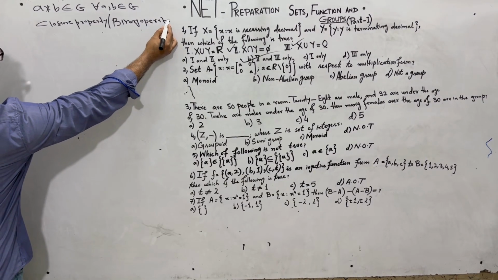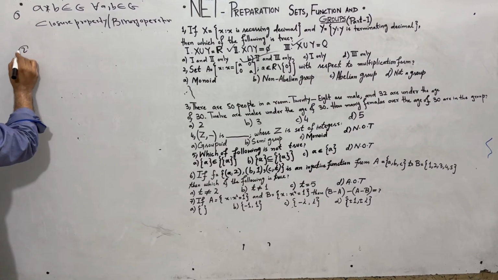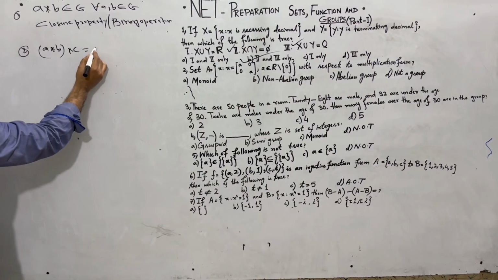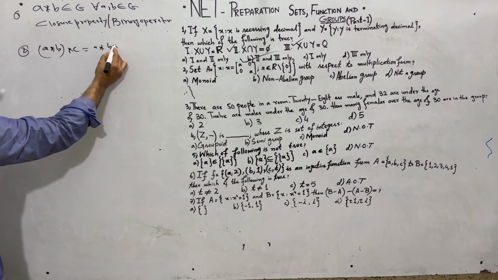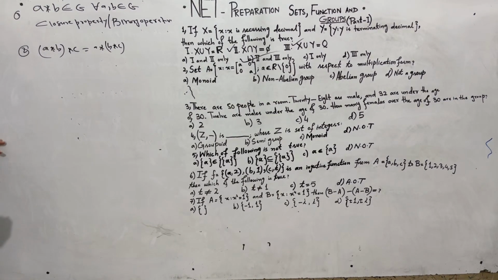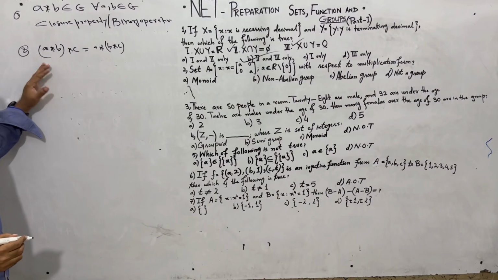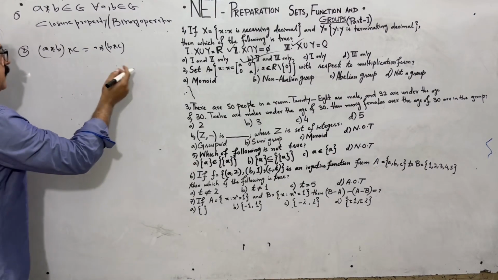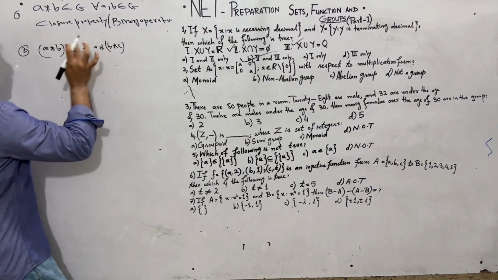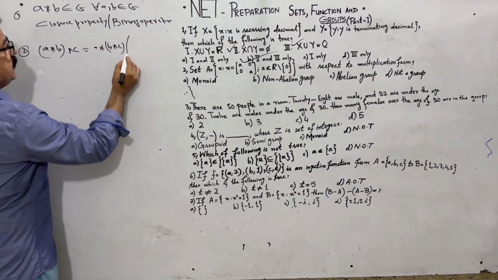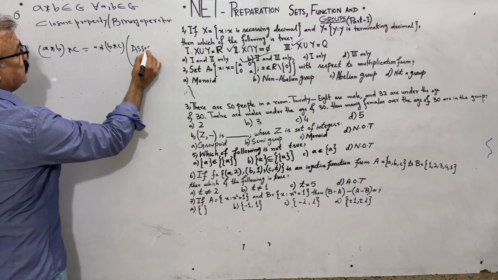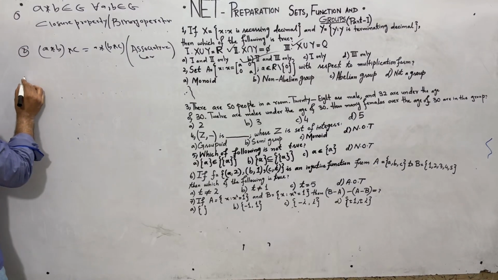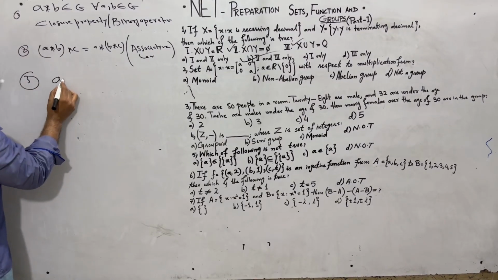Number 1, for a group. Number 2, it also satisfies the associative law. What is the difference between these two? In that case, we have to start from the left, manipulate first A and B, and whatever the result is, manipulate with C. In the other case, start from the right: first manipulate B and C, and whatever the result is, manipulate with A. It is known as the associative law. Number 3, we have an identity element.